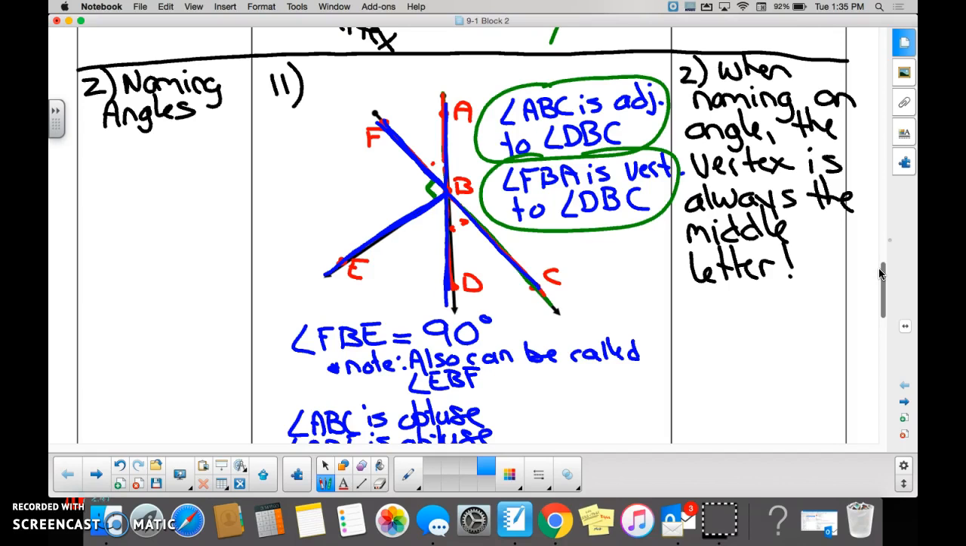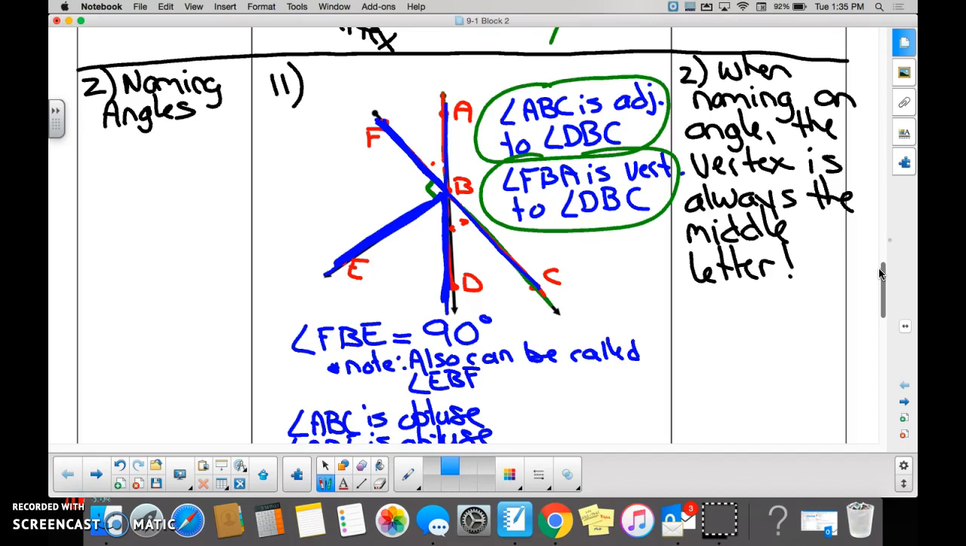Again, I need your eyes up here. EBD. Everyone memorize that. EBF. No, don't say it. I just said memorize it. So EBD and EBF are what kind of angles? Adjacent, because they share a side. They share a side. You with me? Okay. Stay with me here.